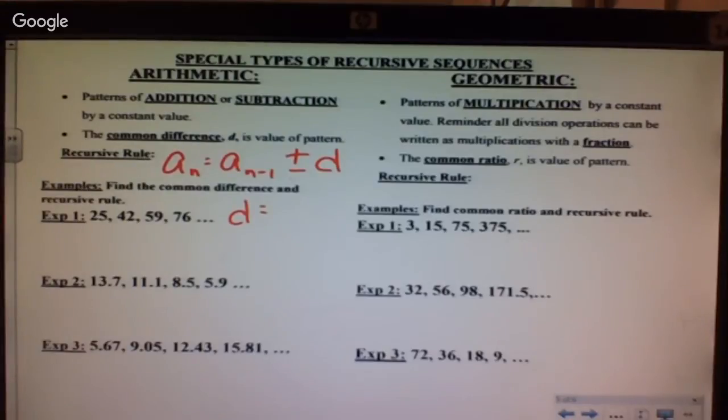You want the easy way to find this each and every time? If you take your second number and subtract your first number, so what's 42 minus 25? 17. That's your common difference each and every time. Or you could have taken 59 minus 42 or 76 minus 59. Pick any number you want and subtract off the number that comes before it, and that gives you your common difference. So my recursive rule here would be A sub n equals A sub n minus 1, and it's going up, so it's plus 17.